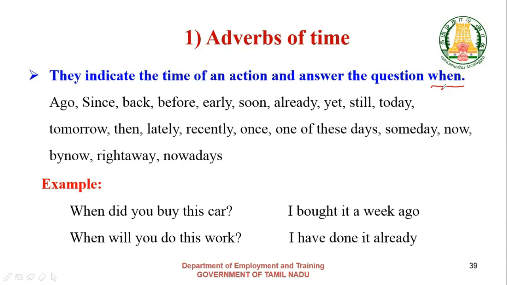Let us learn with examples. When did you buy this car? The question raises and stresses the answer: when, the time. The answer is, I bought it a week ago. Here, ago is the adverb. Next one. When will you do this work? The answer is, I have done it already. Already is an adverb that shows the time the work was done.